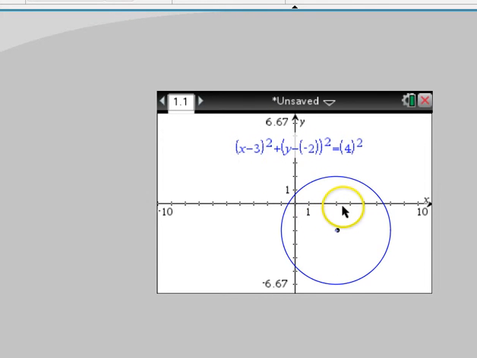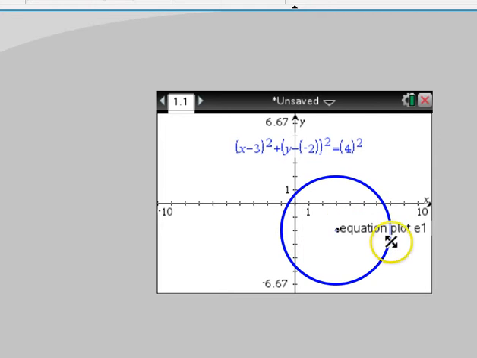In this circle, the center is at (3, -2). So as we see here, it's (x minus 3) squared plus (y minus -2) squared, and it's going to equal 4 squared. Well, 4 is the distance from the center of the circle to any point on the circle. So that's how we write the general form of an equation of a circle.